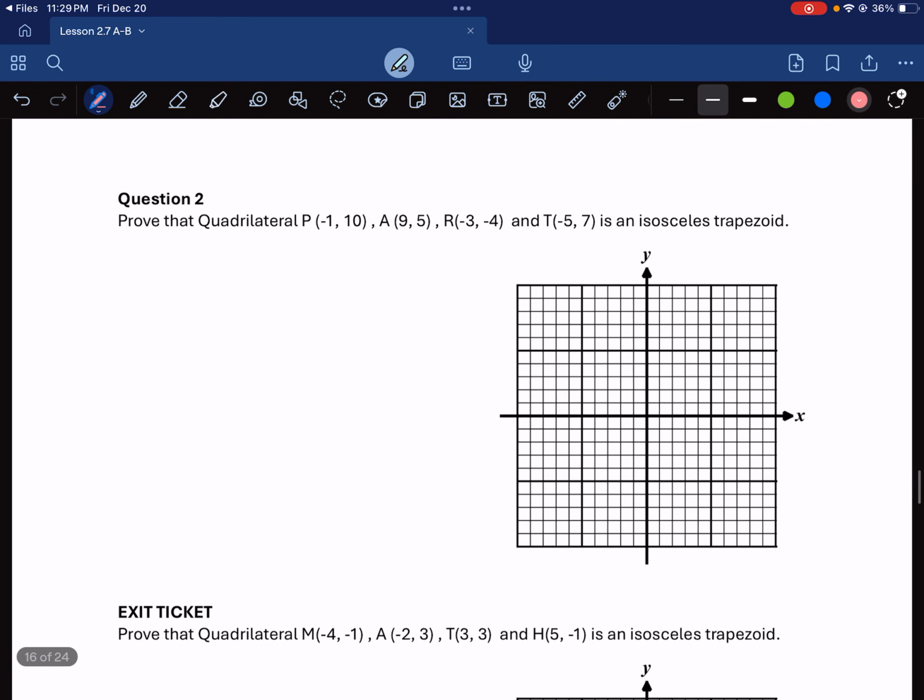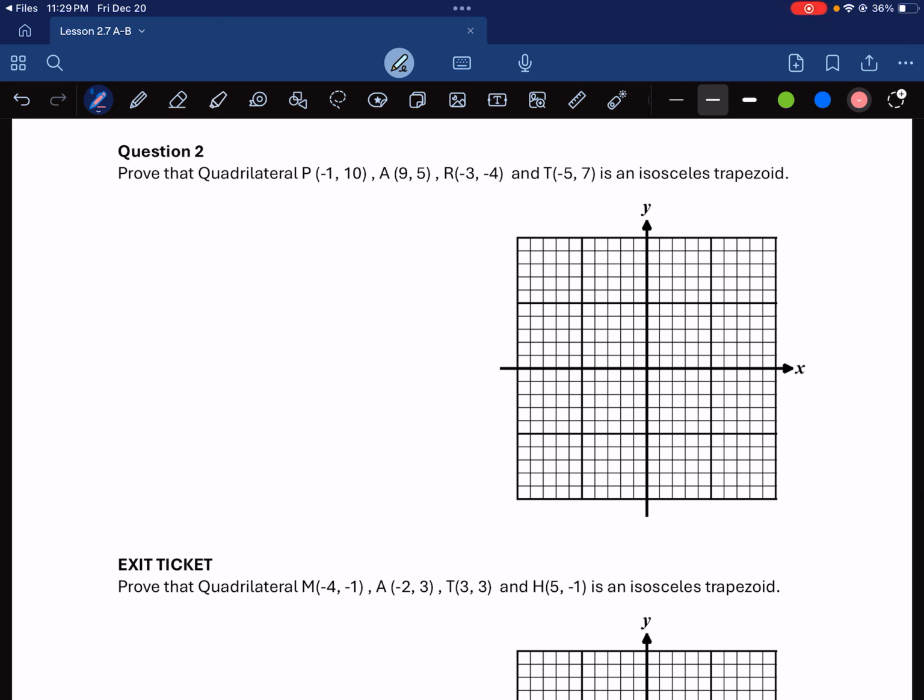Now you're going to go ahead and do question number 2 and the exit ticket yourself. Good luck.